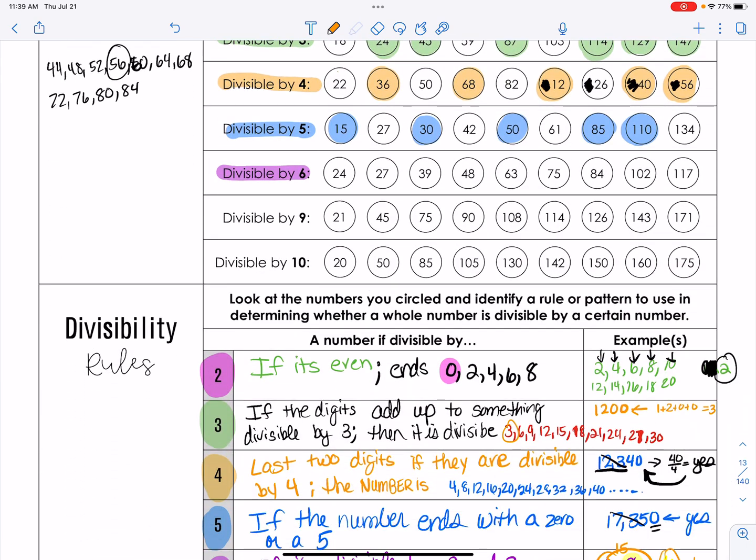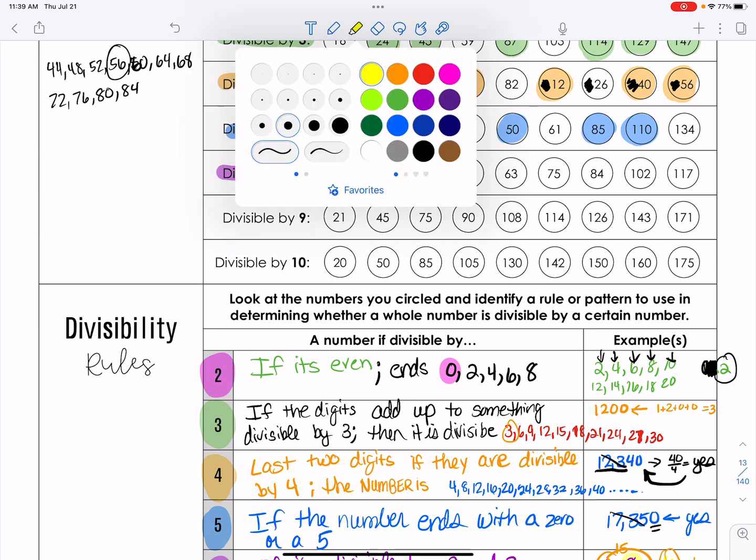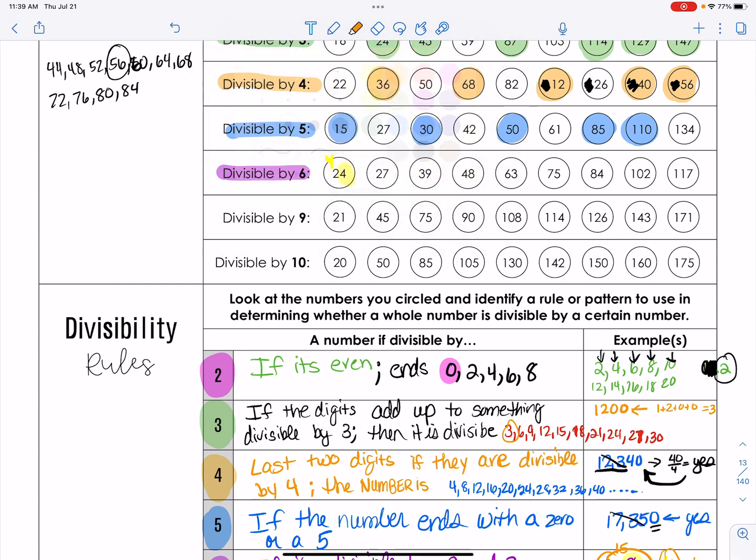So again, I'm going to look at this. It ends here. So my answer to that is yes. Probably should have picked a different color. And then if I add them together, they're 6. So that's a yes.